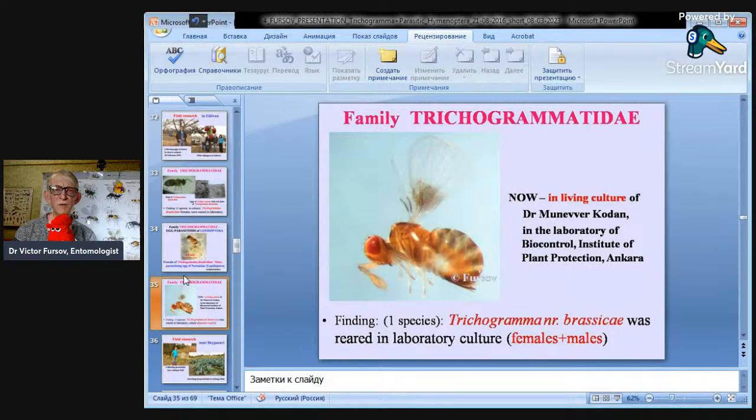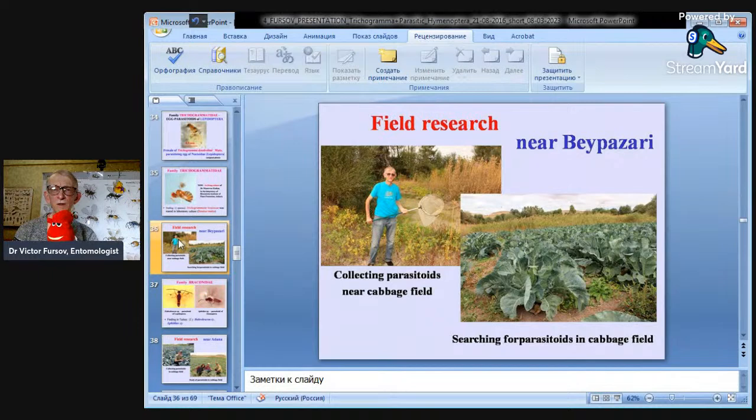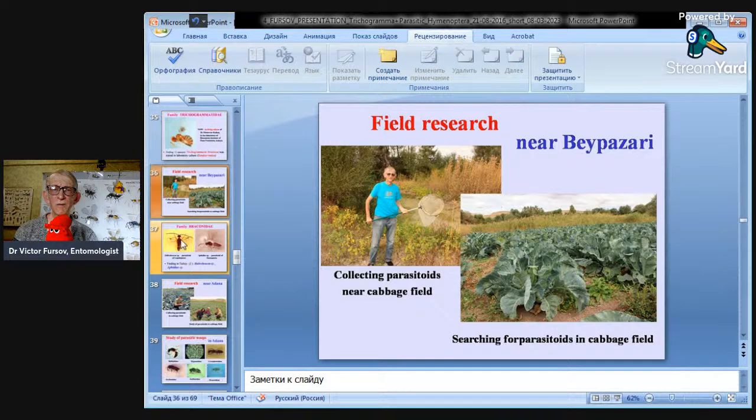Okay, field collecting was done, for instance, in some agricultural areas like cabbage fields, where many species of butterflies and night moths are spread, so they lay eggs, and it is possible to find much natural egg material, especially in non-sprayed fields, without pesticides. The butterflies were flying very well, so they were laying eggs. From these eggs, some Trichogramma material was collected for laboratory breeding and laboratory study.